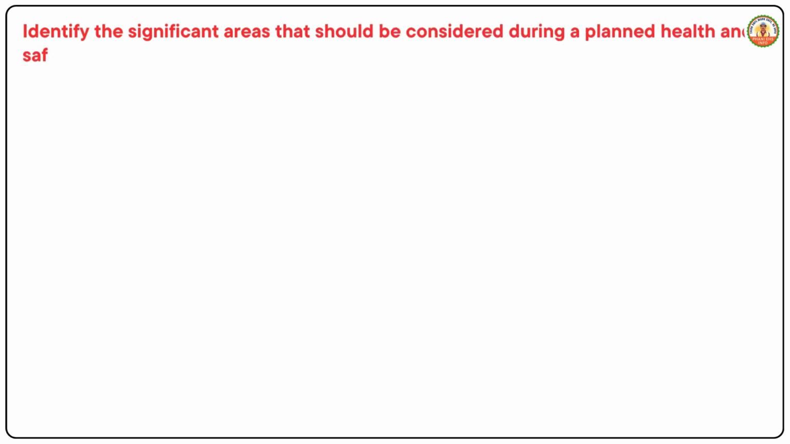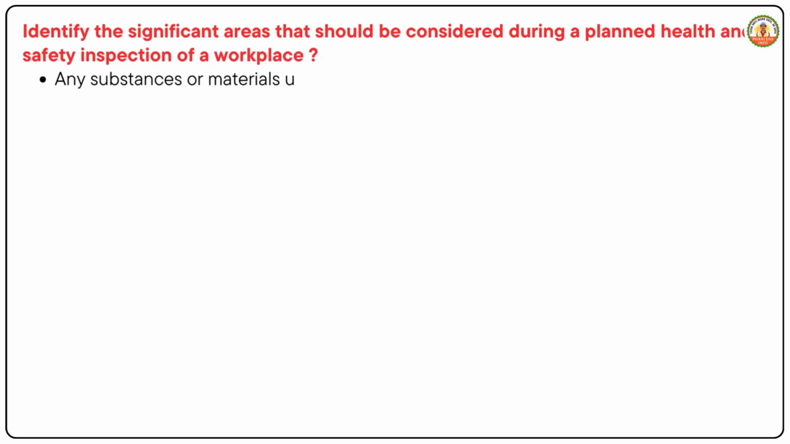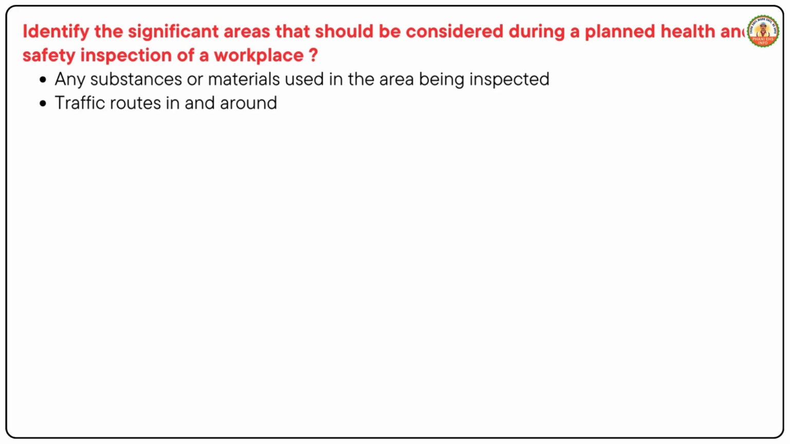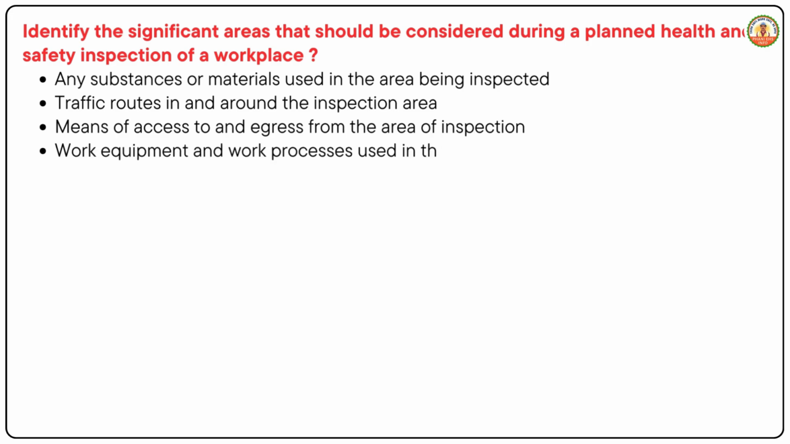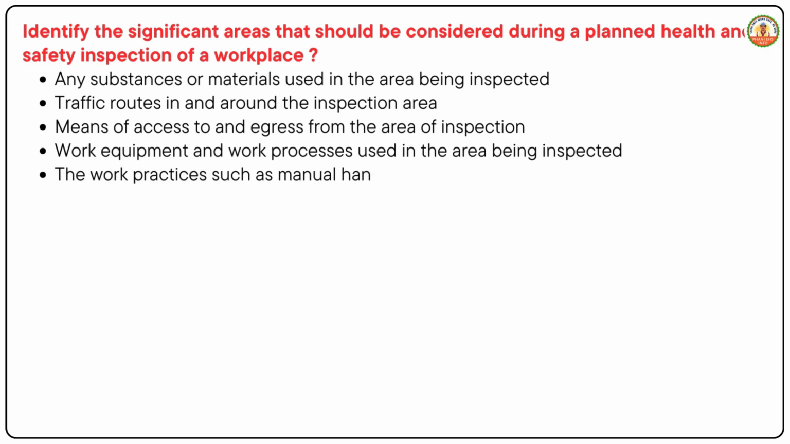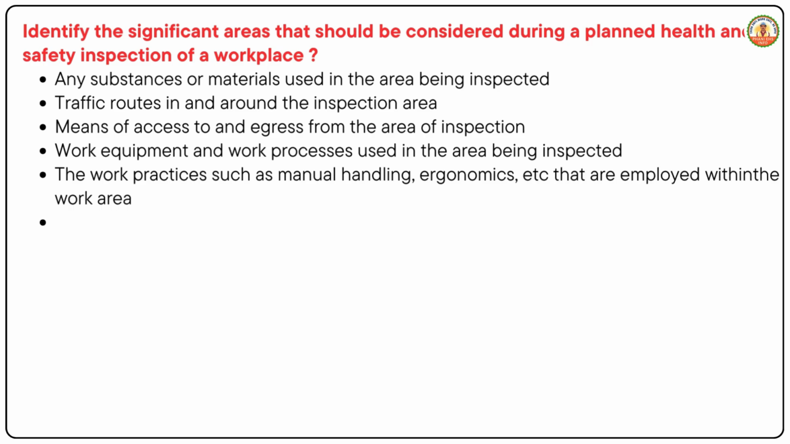Identify the significant areas that should be considered during a planned health and safety inspection of a workplace. Any substances or materials used in the area being inspected. Traffic routes in and around the inspection area. Means of access to and egress from the area of inspection. Work equipment and work processes used in the area being inspected. The work practices such as manual handling, ergonomics, etc. that are employed within the work area.